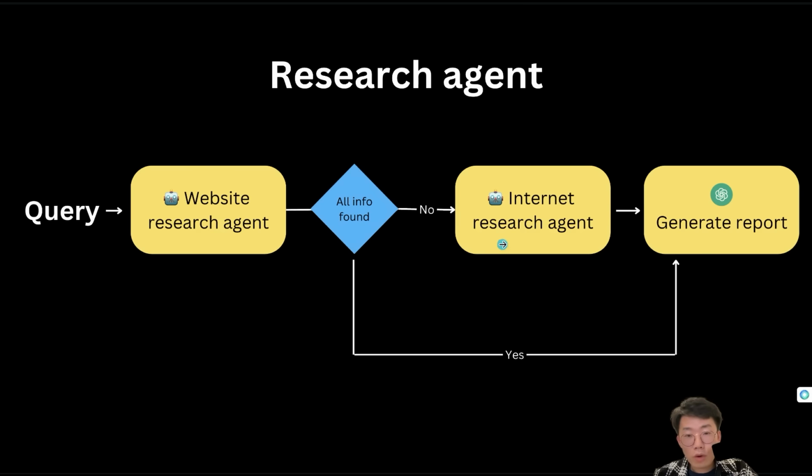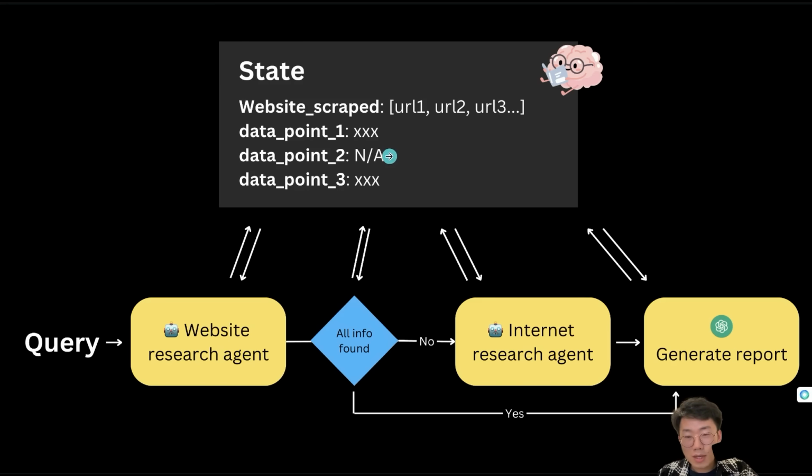But to achieve such a workflow properly, we actually need some sort of shared knowledge between the first agent, the second agent, as well as the large language model step in the end. And that's where the second part, state, comes in. So the state is almost like a shared memory between all those different steps. So in this research agent example, we might have a few different states. One is a website that we have scraped already, as well as the latest data points that we found. And those states can be updated and read from any single step.